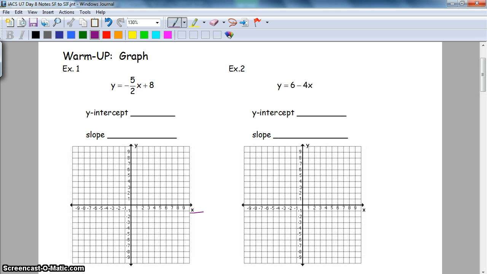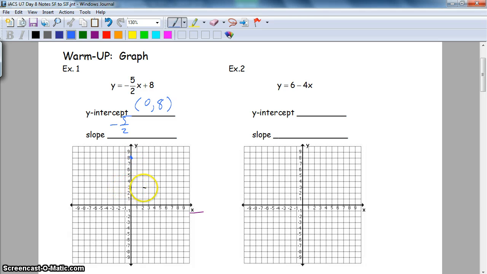Alright, so hopefully you identified the y-intercept as the point (0, 8). So I'm going to plot that point right there, (0, 8). And then your slope is negative 5 halves. So remember, your rise is 5 and your run is 2, but you got to make sure that you have a negative slope. So from this point, I'm going to go down 5 and run 2.